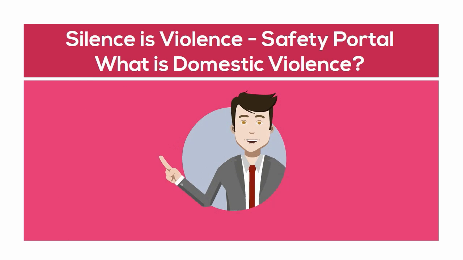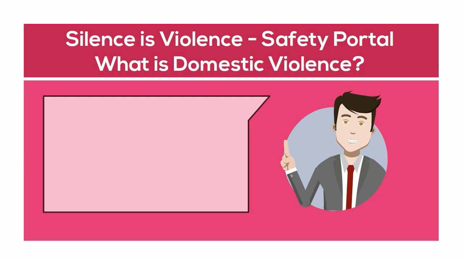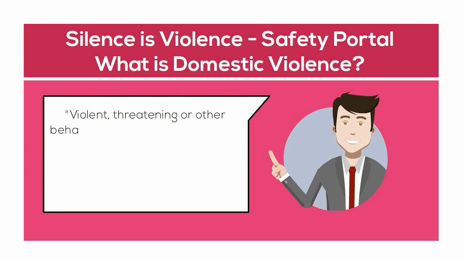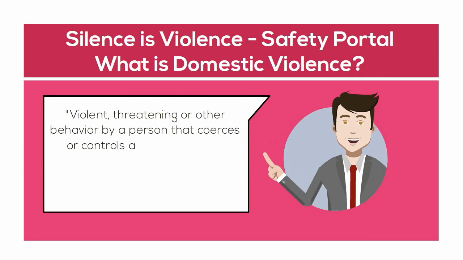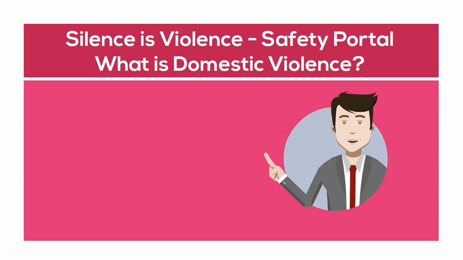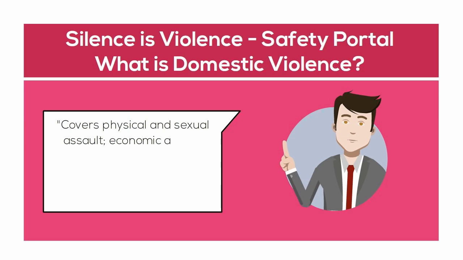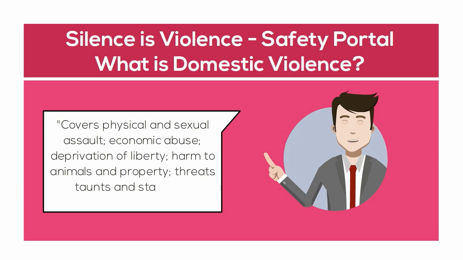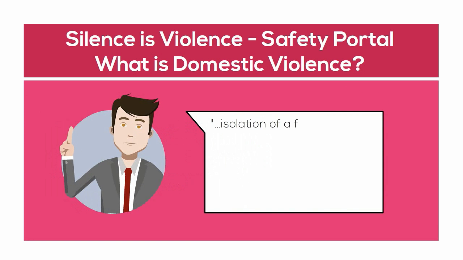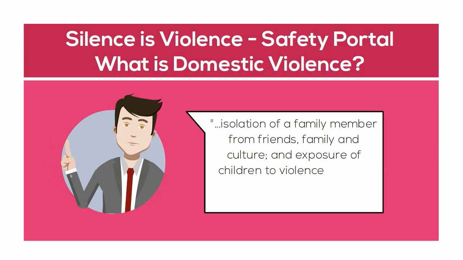Contemporary definitions are more likely to capture a wider range of intimidating or controlling behaviours, including violent, threatening, or other behaviour by a person that coerces or controls a member of the person's family, or causes the family member to be fearful. This broad definition covers physical and sexual assault, economic abuse, deprivation of liberty, harm to animals and property, threats, taunts and stalking, isolation of a family member from friends, family and culture, and exposure of children to violence.